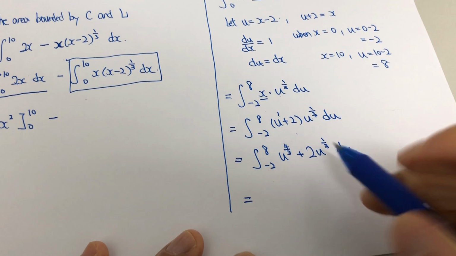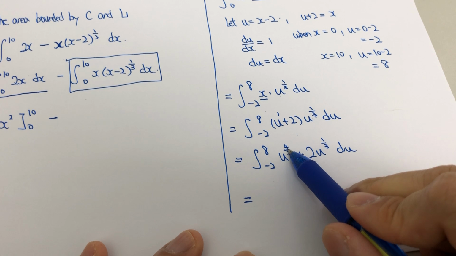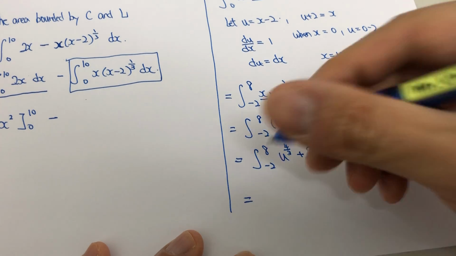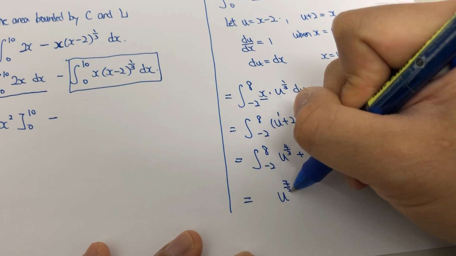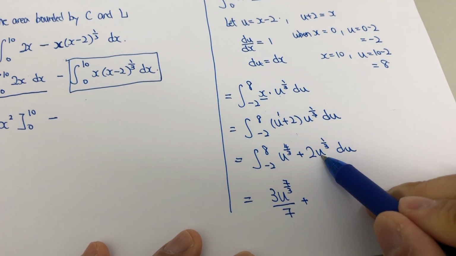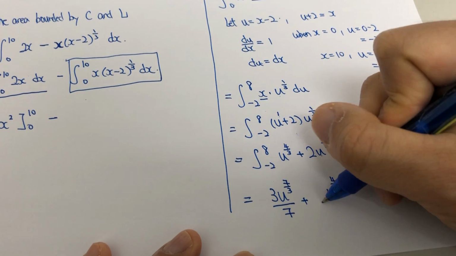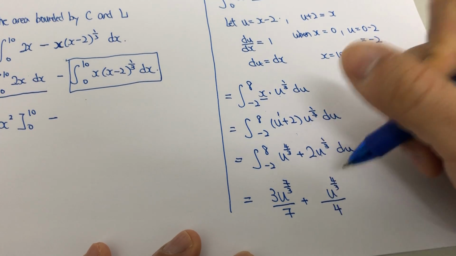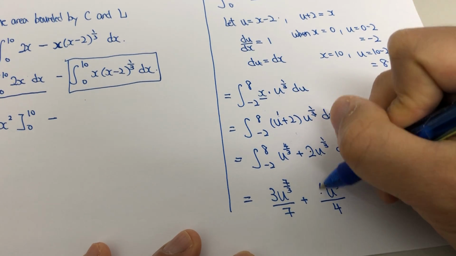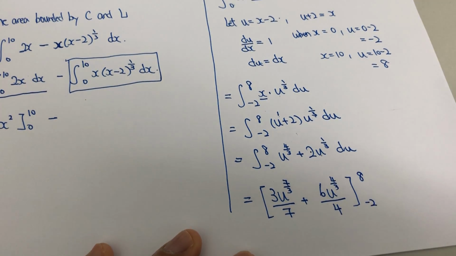And now, to integrate this, we just add the index by 1. So 4 over 3 plus 1 becomes 7 over 3. So it becomes u to the power of 7 over 3 divided by 7 over 3. Plus, what about u to the power of 1 over 3? 1 over 3 plus 1 becomes 4 over 3. So it becomes u to the power of 4 over 3 divided by 4 over 3. And also the 2 times 3 over 4 becomes 3 over 2. So we have this, and the boundary is from negative 2 to 8. Okay?